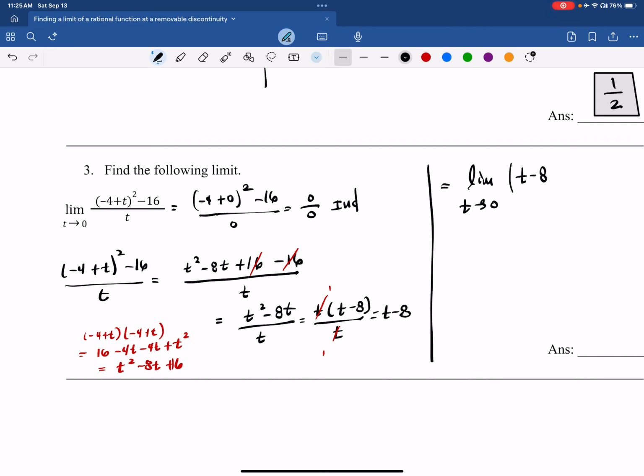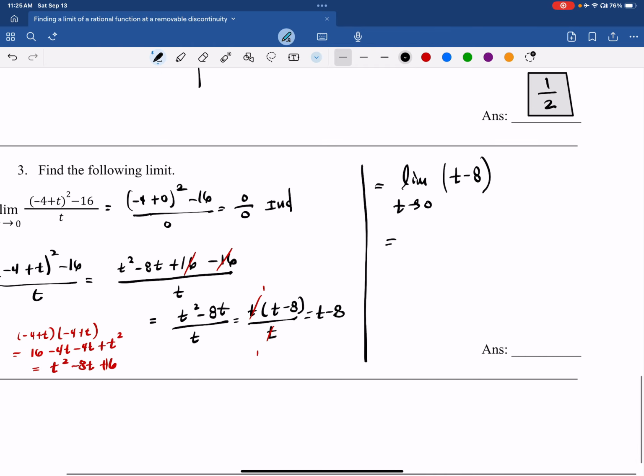minus 8. Now that we're finding a more simple limit, we can just go ahead and try to directly evaluate. So that would be 0 minus 8, which gives us a value of -8. And there's my final answer right there, -8.